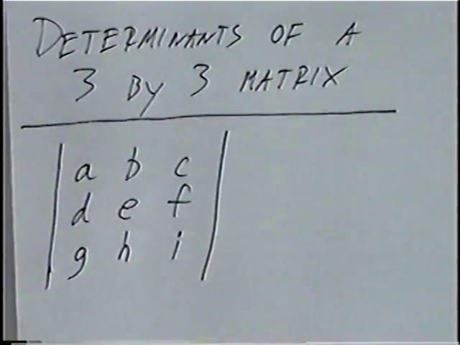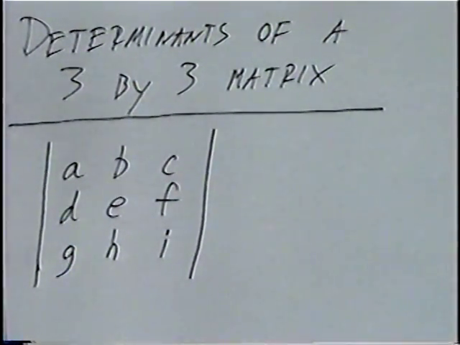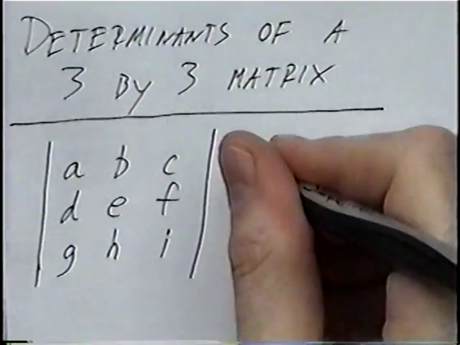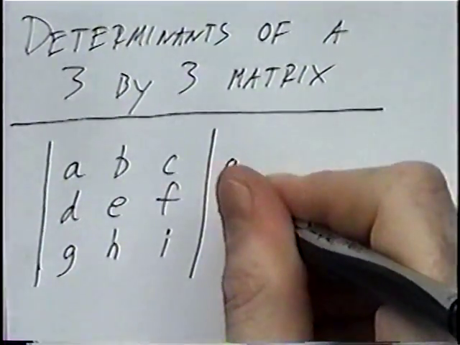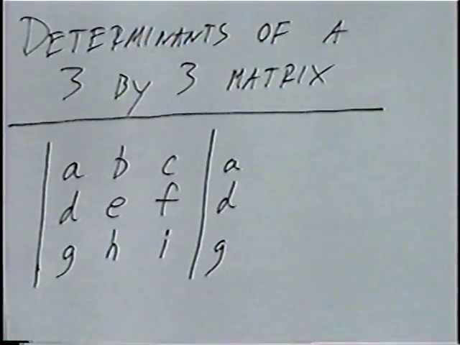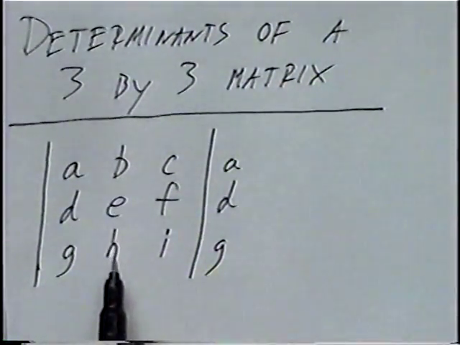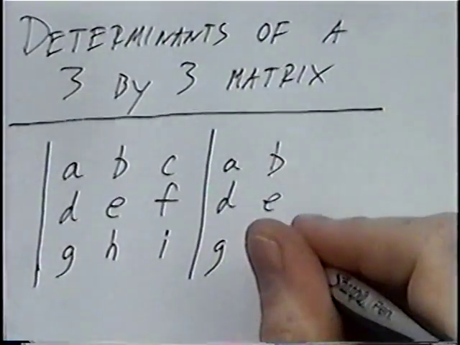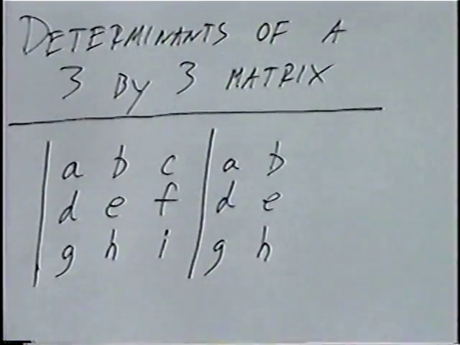To find the determinant of a 3 by 3 matrix, what we'll do is take the first column, which is A, D, and G, and we'll rewrite that outside the matrix. And we'll also take the second column, which is B, E, and H, and write that next to it also on the outside of the matrix.